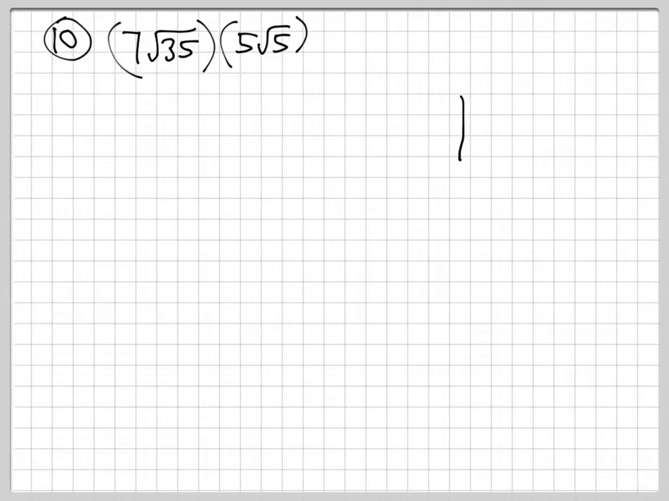Number 10. 7 root 35 and 5 root 5. Okay. How about the outside number multiplies the outside number? That's right. 7 times 5, 5 times 7, 35. And then what about the inside numbers?